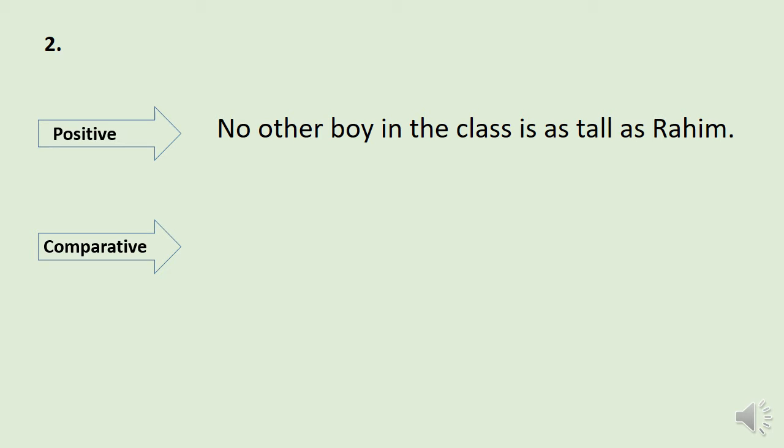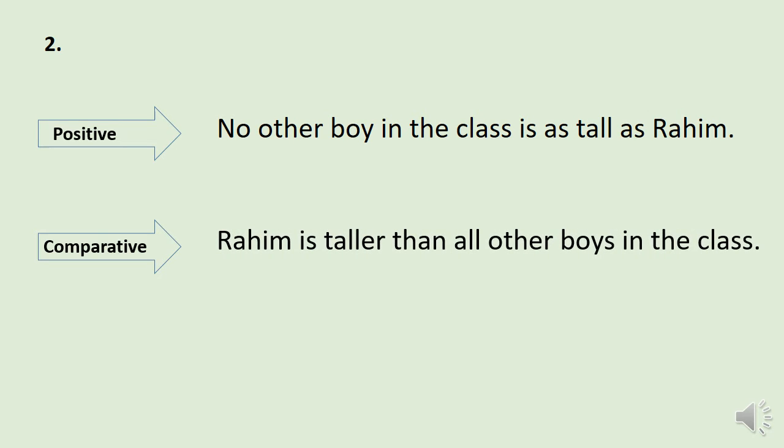As we all know that the comparative form of tall is taller. So we can write the sentence in this way. Rahim is taller than all other boys in the class. Now, dear girls, look at the sentence. Here we have used taller instead of tall.